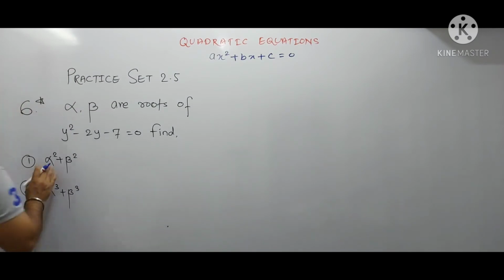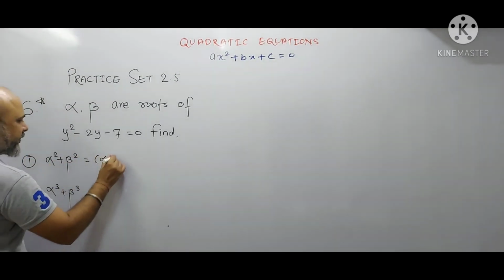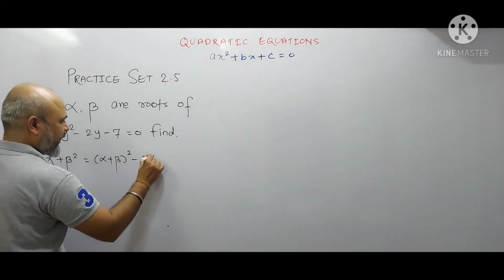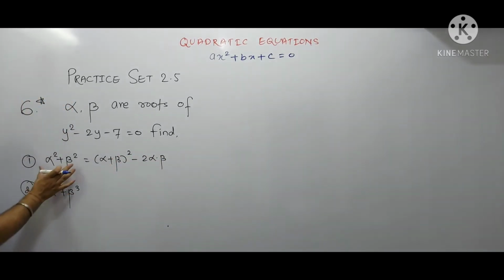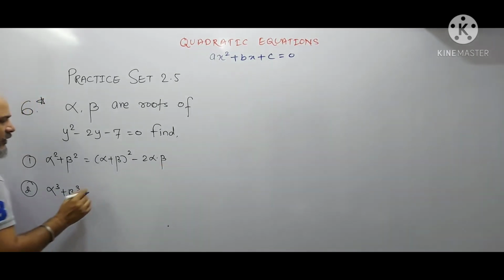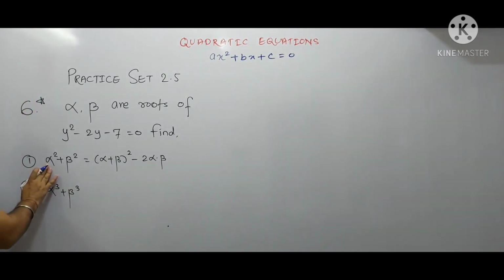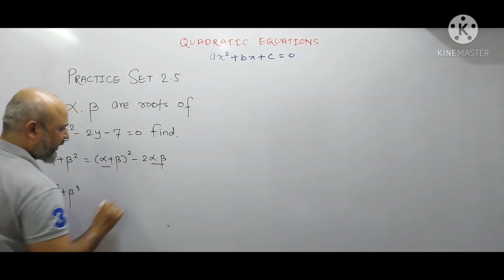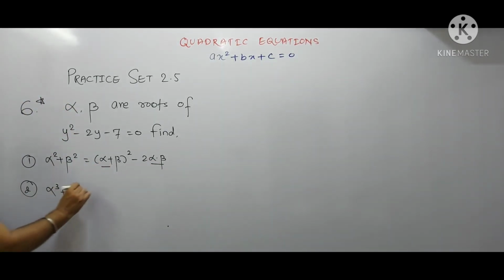Okay. Now I will write the formula of this alpha square plus beta square. So alpha plus beta the whole square minus 2 alpha into beta. It means to find the value of alpha square plus beta square, you need alpha plus beta and alpha into beta. Similarly, to find the value of alpha cube plus beta cube, we will use the formula of what?